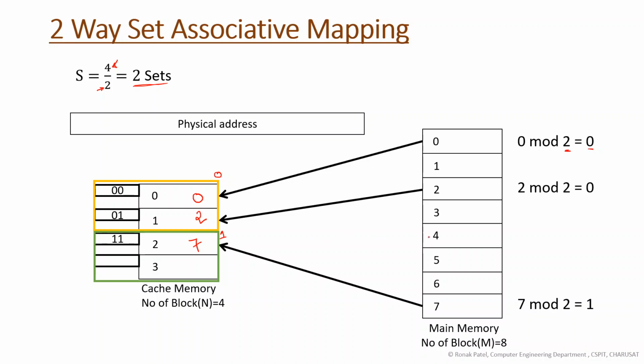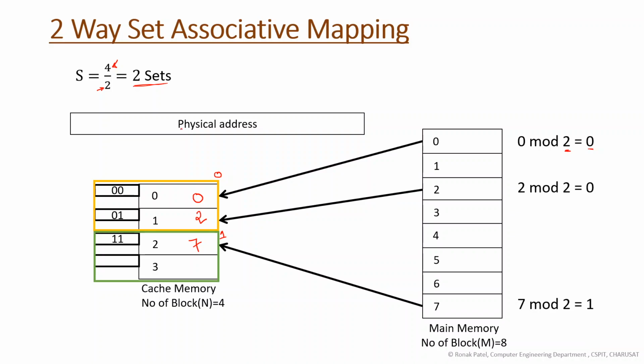if it is a 4, then 4 modulo 2, the answer is 0. So you need to put it in set 0. Is there any empty block? No. In that case, you need to take out one block and then you can put 4. If 2 was not here and 4 wants to come, then you can place 4 here. Now in this case, as I said, the number of bits in the physical address will not be changed, but the division will be changed, right?